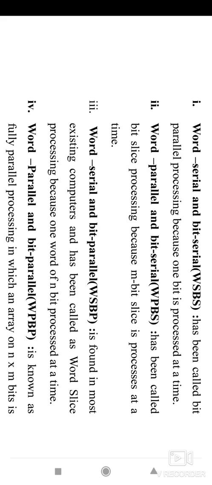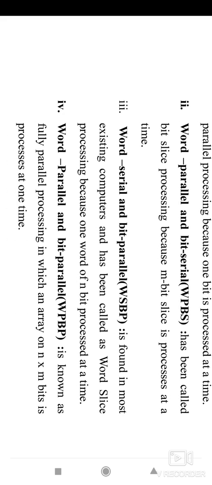Then word serial and bit parallel is found in most of the existing computers and has been called word slice processing, because here one word of n bits is processed at a time. Here one word is processed at a time. In WPBS, a single word is not processed; rather, one bit from each word. Likewise, a number of bits from several words at the same vertical position are processed. And word parallel and bit parallel is known as fully parallel processing, in which an array of n by m bits is processed at one time.